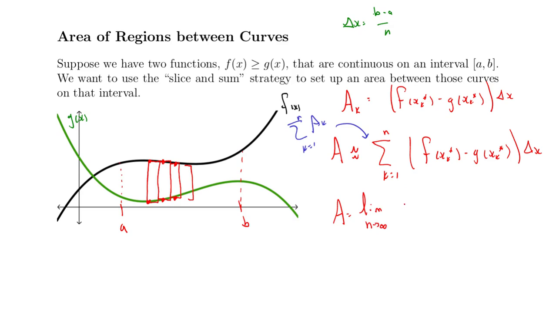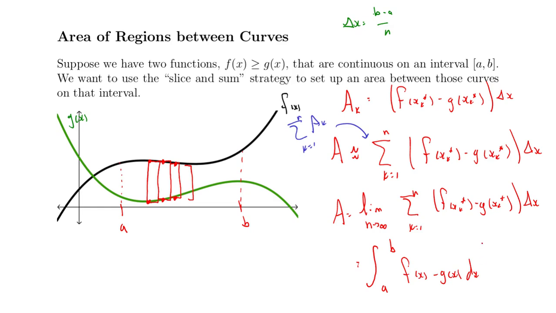If we make n go to infinity, then by the power of Riemann sums and the definition of the definite integral, this is going to turn into a definite integral from a to b, our starting and ending point. That part's baked into our delta x, of f of x minus g of x dx. Notice that our delta x turns into a differential, dx. You might remember that from Calc 1, the definition of a differential. It's this infinitely thin delta x, essentially.